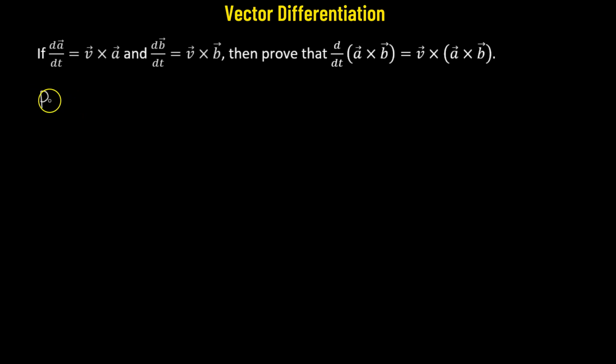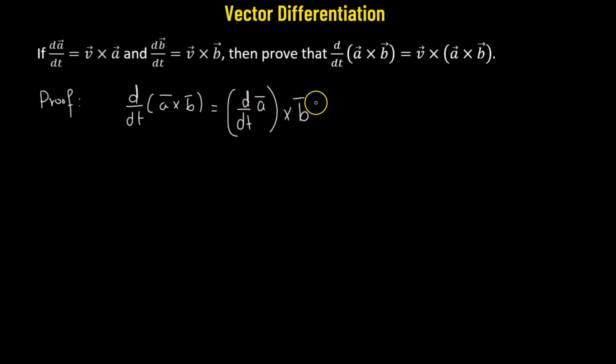So first, we will find the derivative with respect to t of A cross B. Here we'll have to use the product rule. So first we'll take the derivative with respect to t of our vector A, then we will cross it with vector B, then add it to vector A crossed with the derivative with respect to t of vector B.